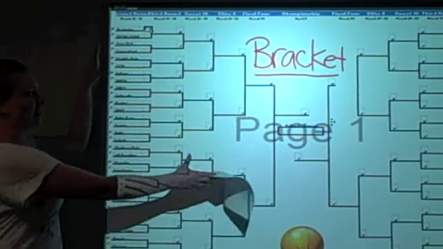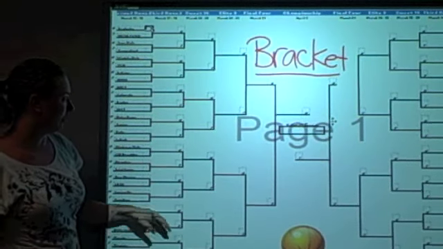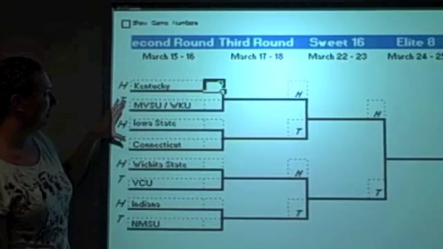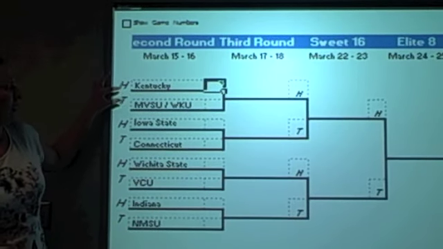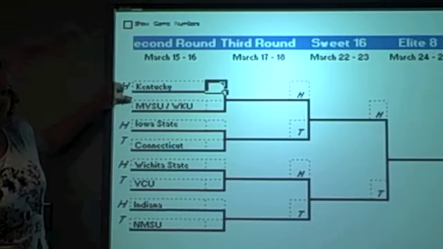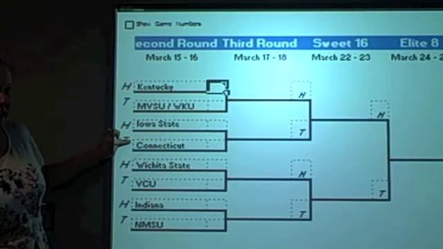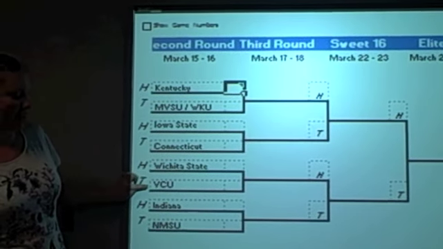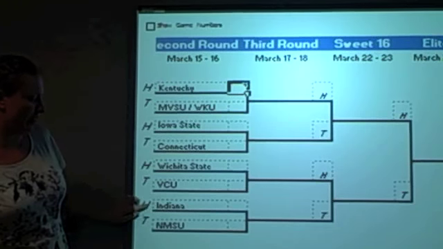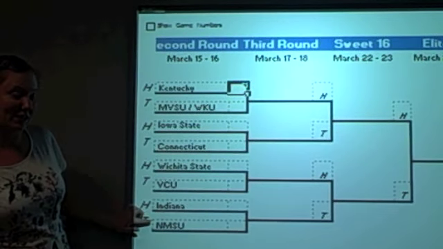And what I'm going to do is take this part right here and zoom in so you can see what it looks like because it's tiny. So we have Kentucky that's going to play MVSU. We have Iowa State who's going to play Connecticut. We have Wichita State who's playing VCU. And we have Indiana who's playing NMSU.